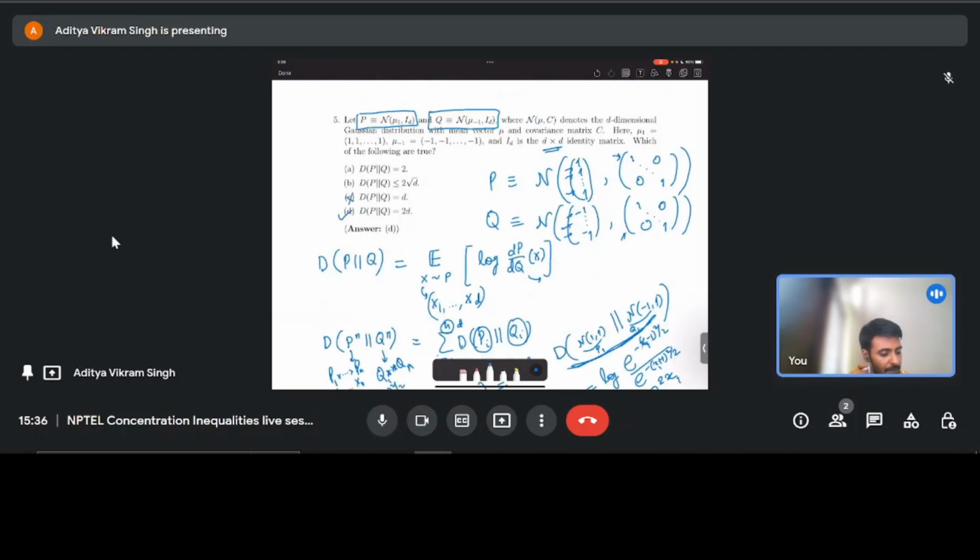C is incorrect. Option B says it's less than or equal to 2 square root d. Square root d is smaller than d, and so the KL divergence is bigger than that. So this is again incorrect. This is just 2, which is wrong again.